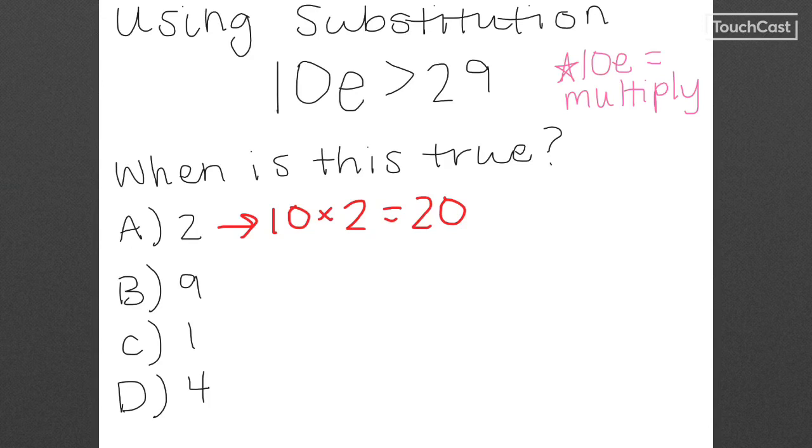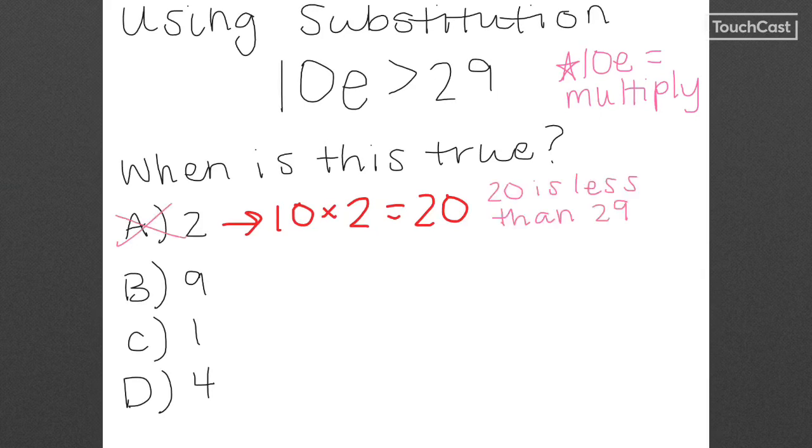So if I replace e with a 2, I have 10 times 2, which equals 20. I hope we all can remember from way back in kindergarten that 20 is less than 29, which means that does not make the equation true. We need our left side to be bigger than 29.